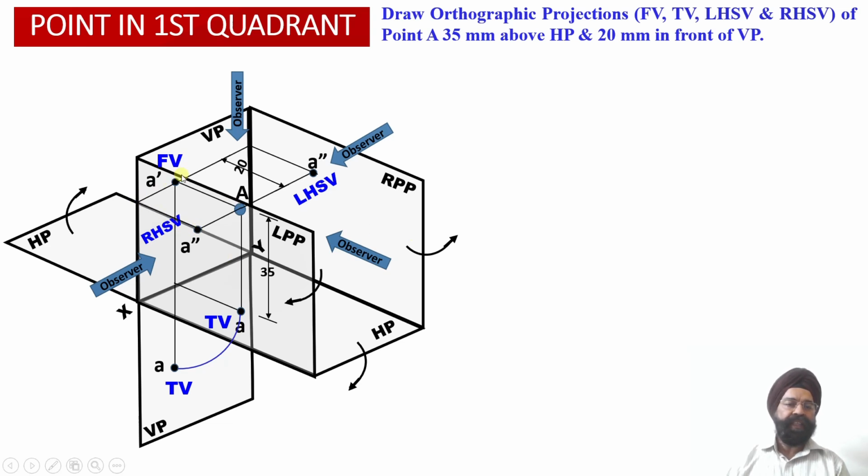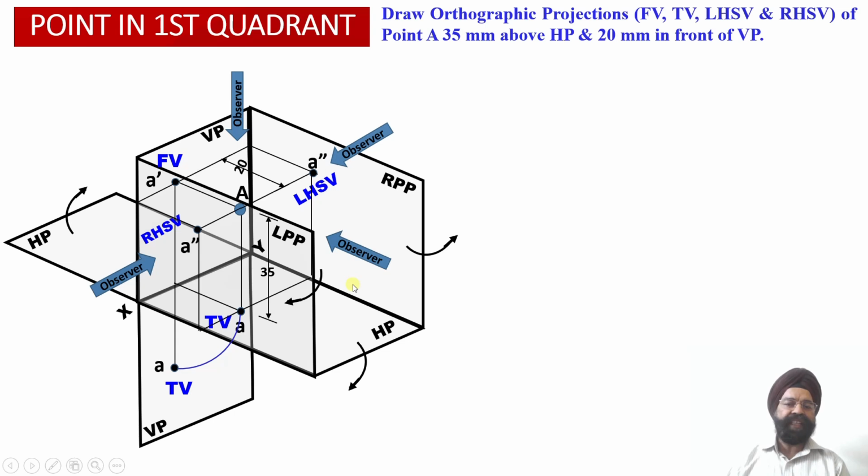Now by drawing these three projector lines, we have been able to establish the relationship between A dash, A double dash and this A double dash. That is, all of these three projections are available at a distance of 35 millimeter above the horizontal plane. Similarly, when we draw these three projector lines over here, we have established the relationship between the plan projection and the profile view projections over here. That is, all of these three projections are available at a distance of 20 millimeter from the vertical plane.